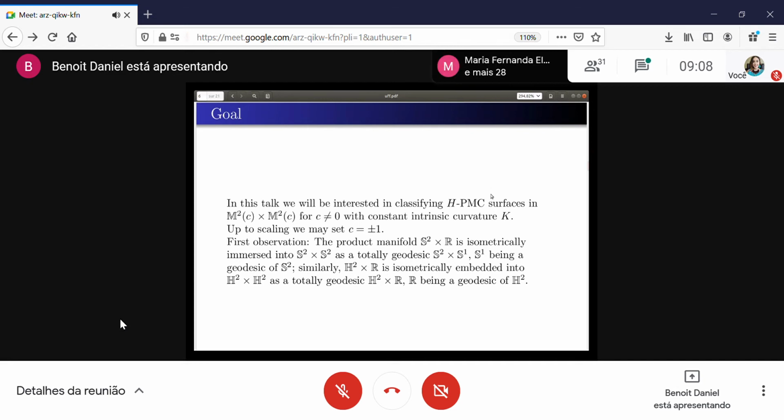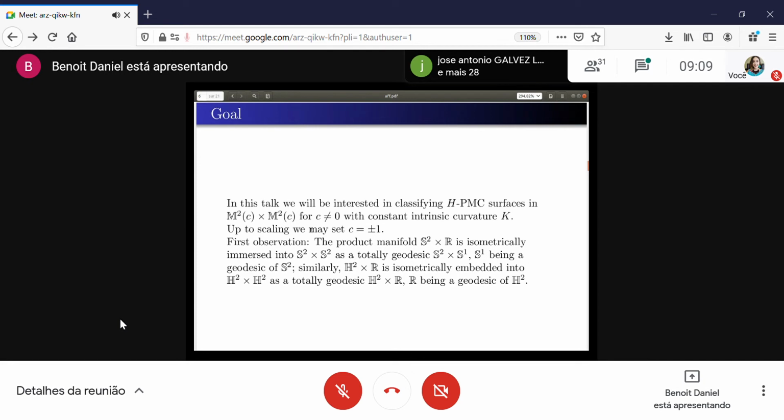So when expecting a classification result like this, it's a natural hypothesis to assume that the manifold is homogeneous. Otherwise, we cannot really expect to have such a nice classification result because it would depend on the point. And in a homogeneous manifold, we will be interested, of course, in classification results up to congruences, I mean, up to isometries of the ambient manifold. So this is one of the motivations, how to extend these results to some other homogeneous manifolds.